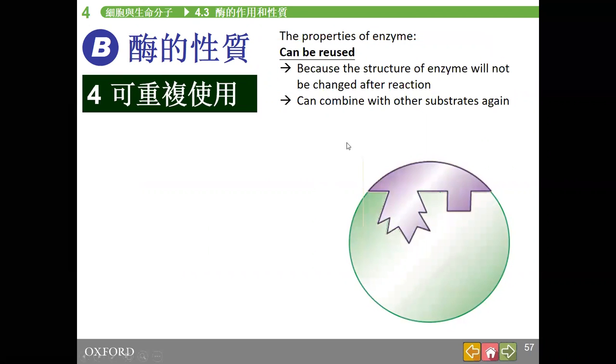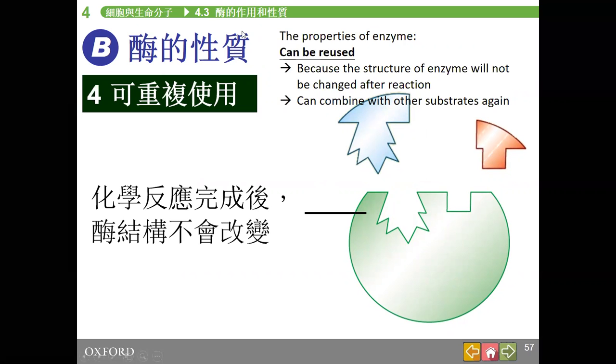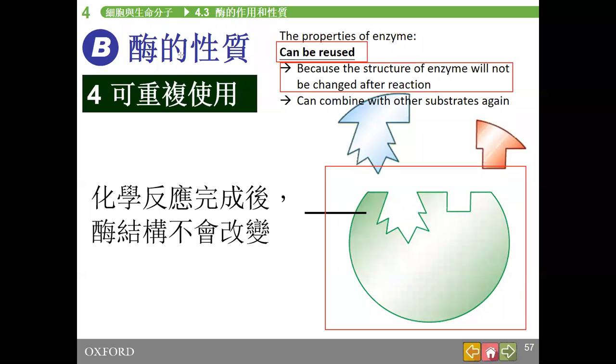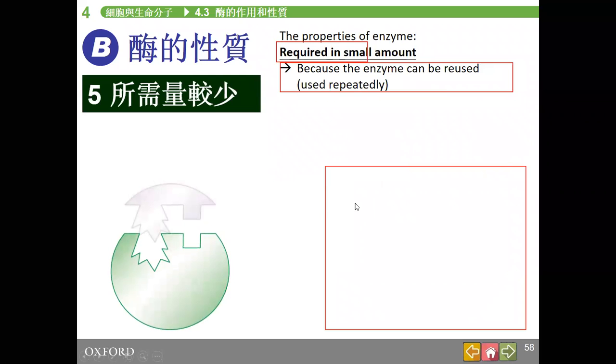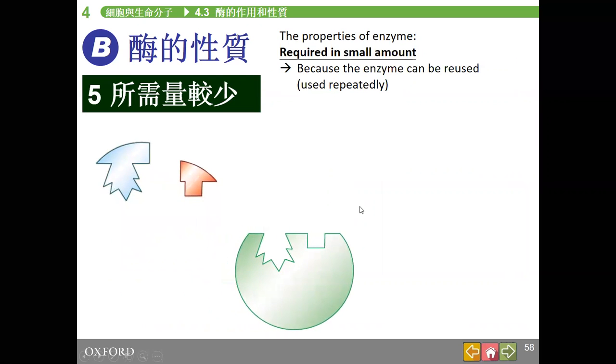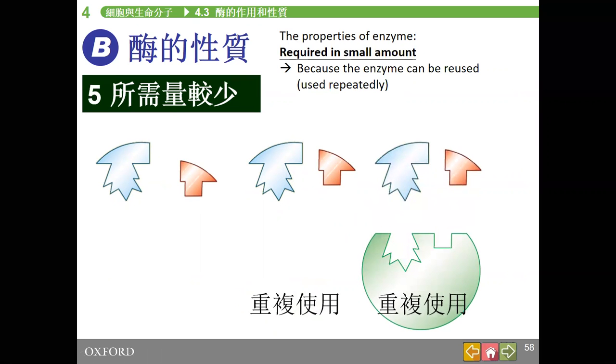Okay, the fourth point, it can be reused after one reaction. The chemical structure of enzyme will not be changed. It can be reused. The chemical structure is not changed. So it can combine with other substrates again. Okay, the last one, since it can be reused, once, twice, and 3 times, it can be used repeatedly, so it is required in small amounts.